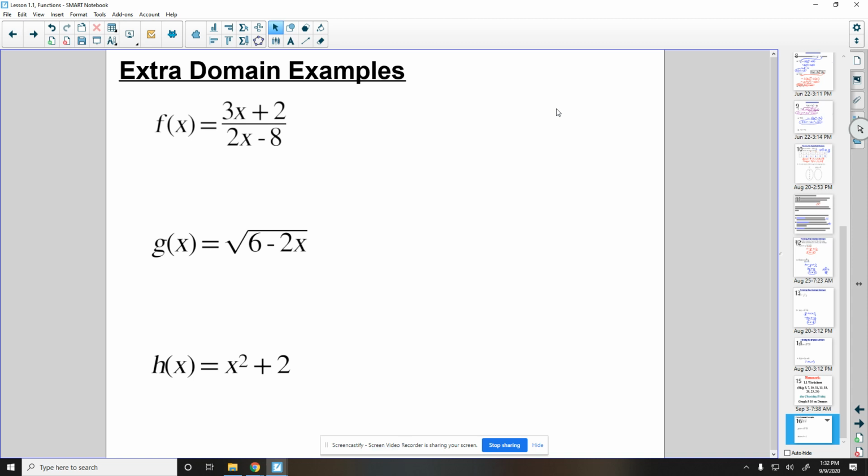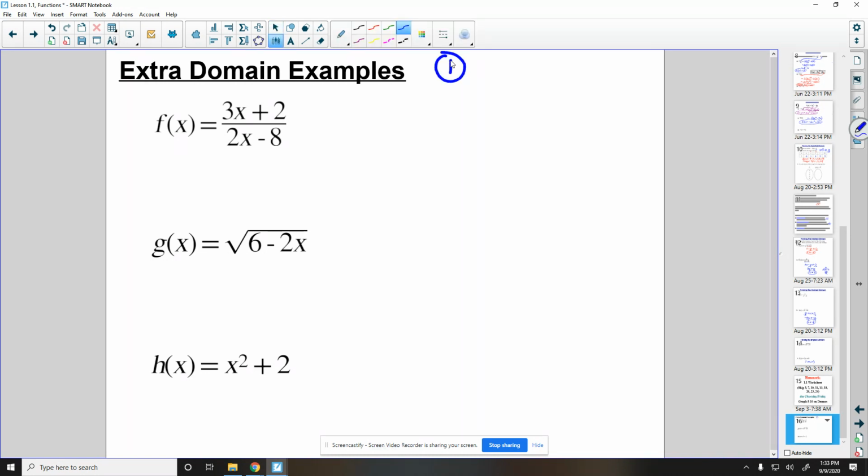Okay, I'm going to do a couple examples with finding domain without looking at a picture. So if I am looking for a domain, what I need to be thinking about are the two functions that have restrictions, okay, have domain restrictions.